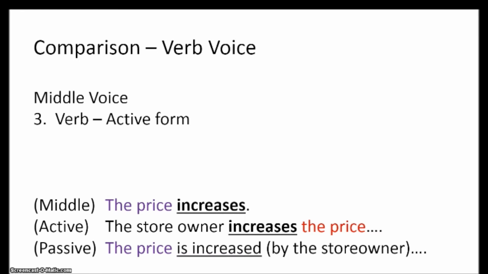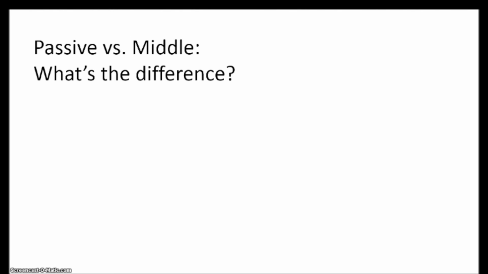The fact that the middle voice does not have its own distinctive verb form in English unfortunately causes confusion and leads to errors. The fact that the subjects of passive and middle voice sentences are similar just adds to the confusion. You must be wondering what the difference is between the passive and middle voices when both are possible with the same verb.